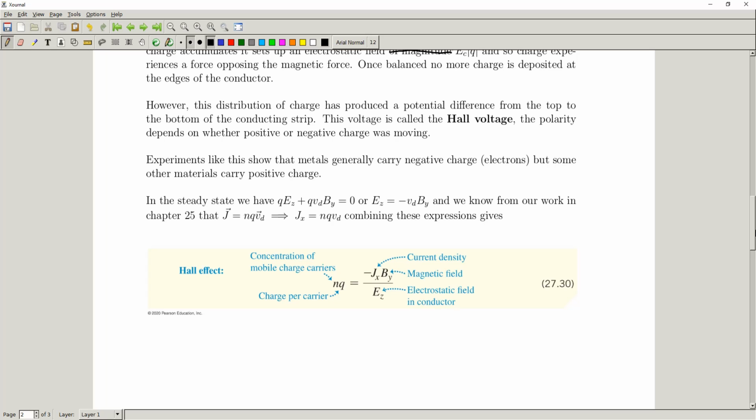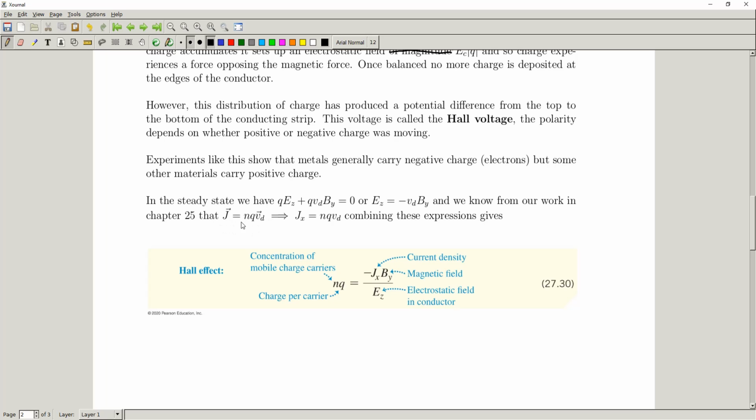Okay, so in the steady state, when we have our current running for a little while, and charge has accumulated on the top and the bottom of this slab, we end up having a balance between our electrostatic and our magnetic forces. So we have no net force anymore on the charges moving through. We can clean this up and end up with this expression that we see here. Okay, if we then remember the work that we did in chapter 25, where we talked about how we can write down our current density, we can write it down in this way, right?